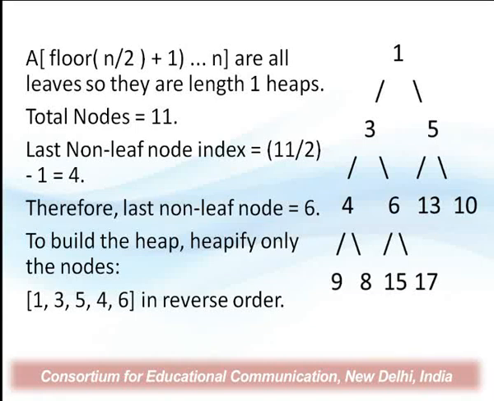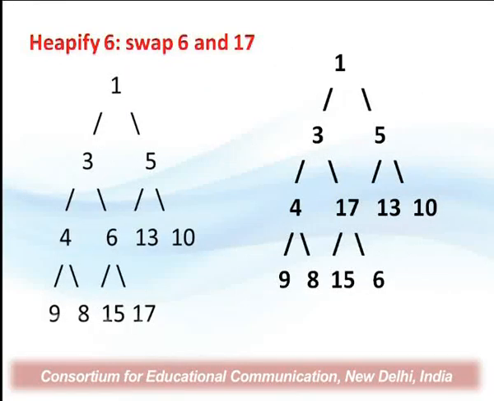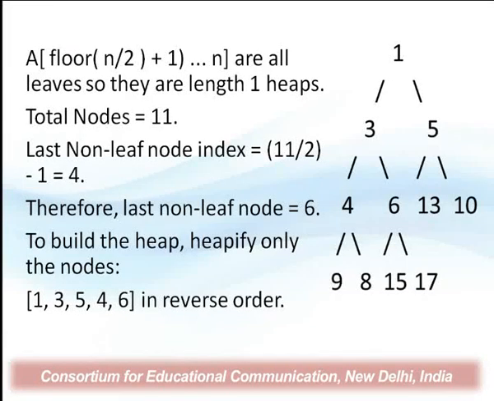The last non-leaf node index is n by 2 minus 1, that is 11 by 2 minus 1, which is 4, and the last non-leaf node is 6. So to build the heap, we only need to heapify 1, 3, 5, 4, 6 and that too in reverse order. 13, 10, 9, 8, 15, 17 we need not heapify. Now how to heapify? Let us consider it one by one.